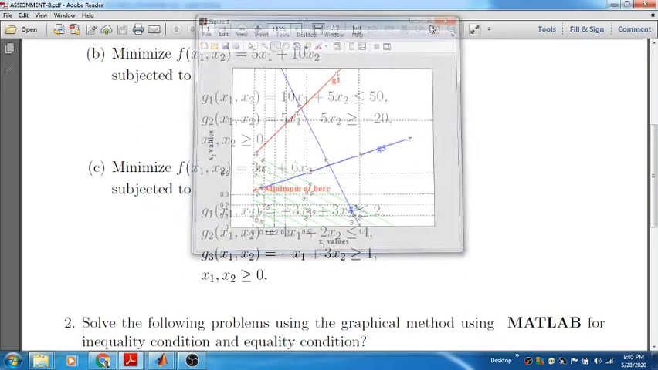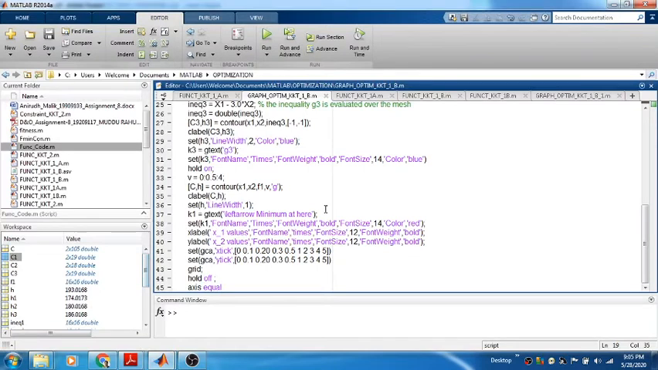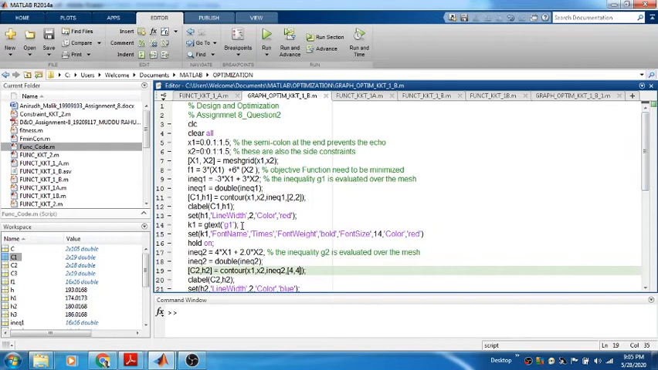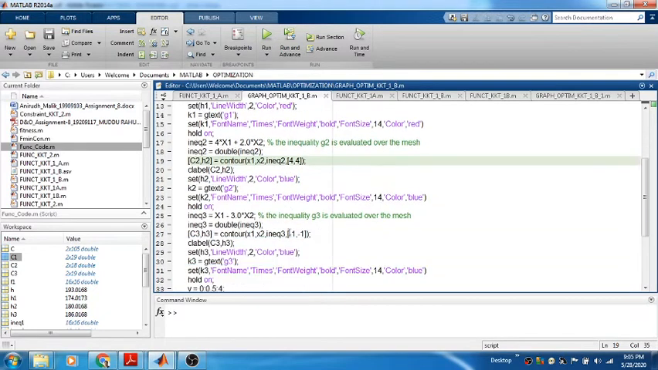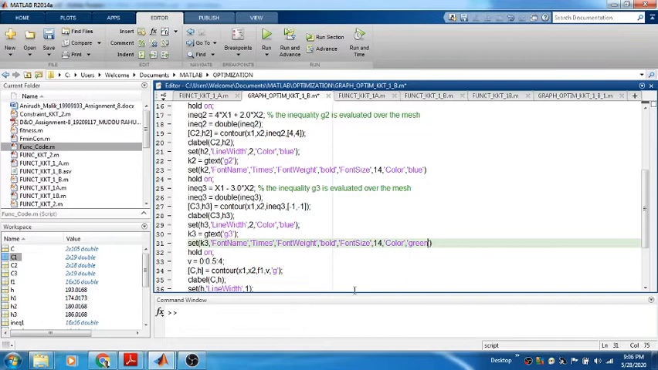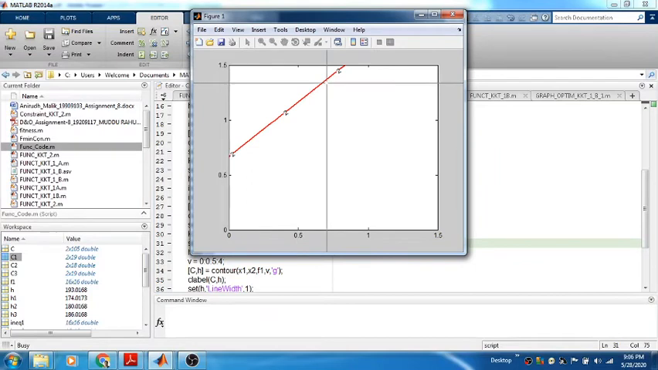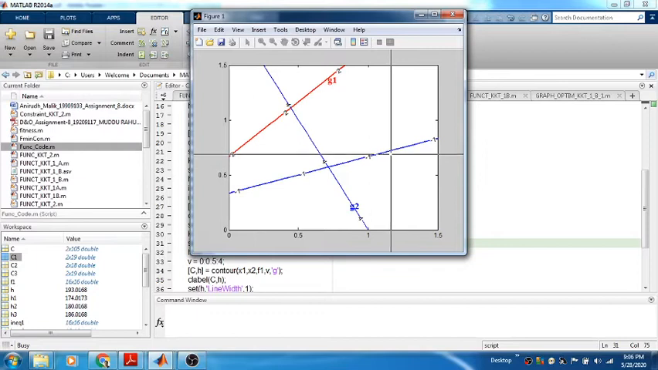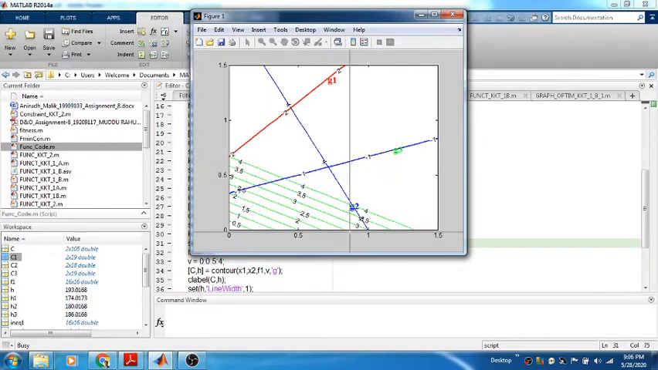This is the feasible region. So let's do it again. If I want to change the color of this line, the first one was red, second was blue, and this I can make green, G R, right? So let's run it again. So by default this is g1, it is coming. This is g2, and this is your g3, and this is green, it is coming.